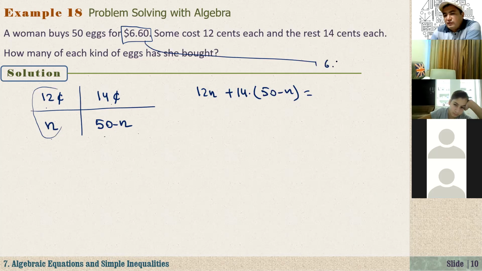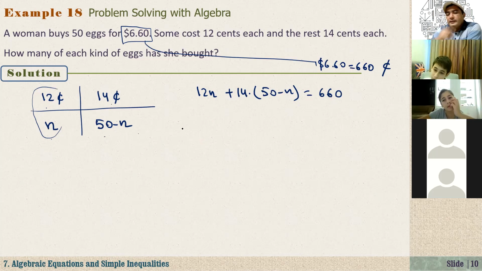And first we have to convert these dollars into cents, which is equal to 660 cents. Units must be the same, right? So now I can just drop the units on the right-hand side. We have 660. That is our algebraic equation that represents this word problem. Now we have to solve this.